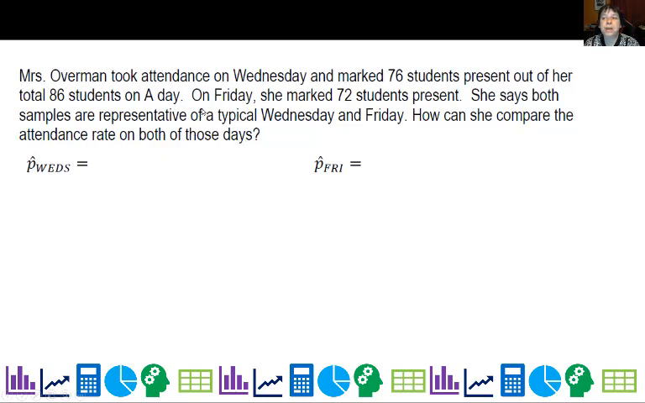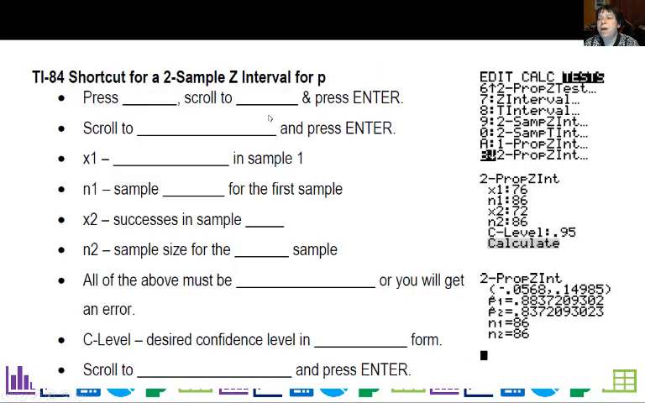Let's take a look at another example where I compare attendance on a Wednesday, where I mark 76 present out of 86, and on a Friday when I mark 72 present out of 86. If these two samples are representative, how can I compare attendance rates on both of these days? So I'm just going to go ahead and create the proportion of students that are present. Now I can actually do a two-sample z interval for p, which is to figure out the range of these students present.